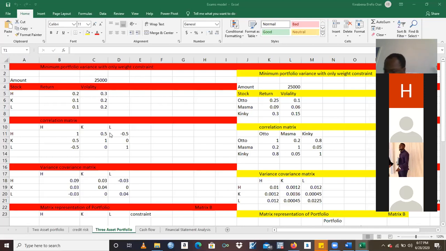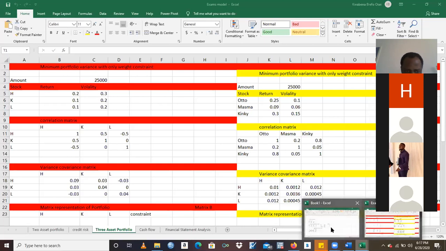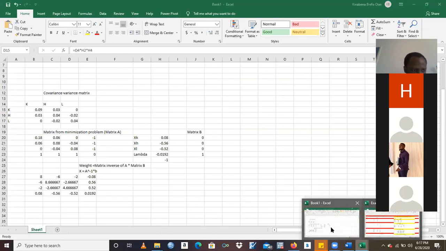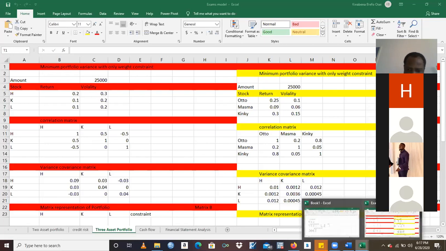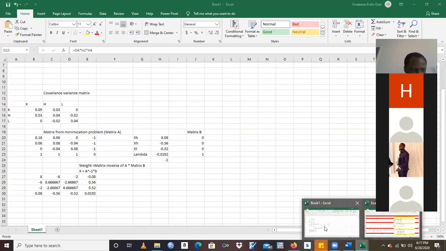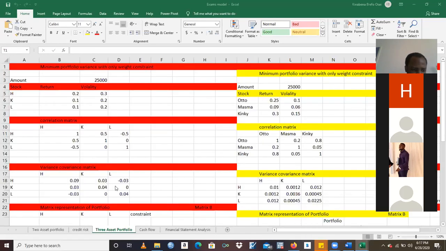Okay, so I'm looking at the same thing here. So the variance 0.5. No, hold on. It's H, K, and L. That's how I did it here. H is H, K, and L. All right, so then how come? Let me look at the variance covariance matrix. I want to compare this one and see. That is what I have: 0.03, 0.09. Okay, 0.04. It's almost the same thing.